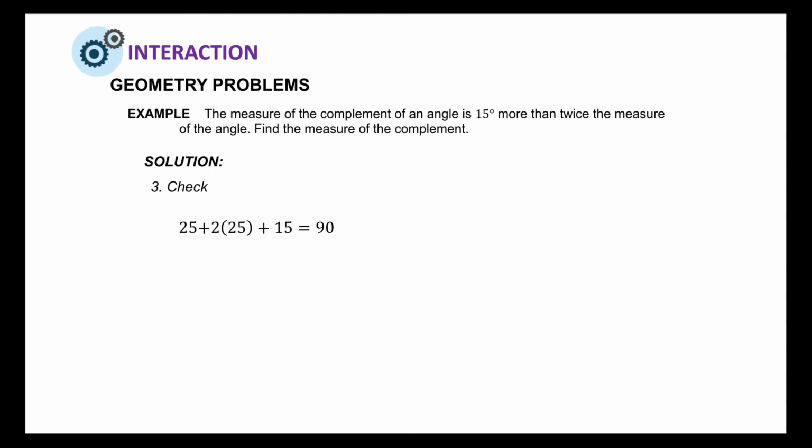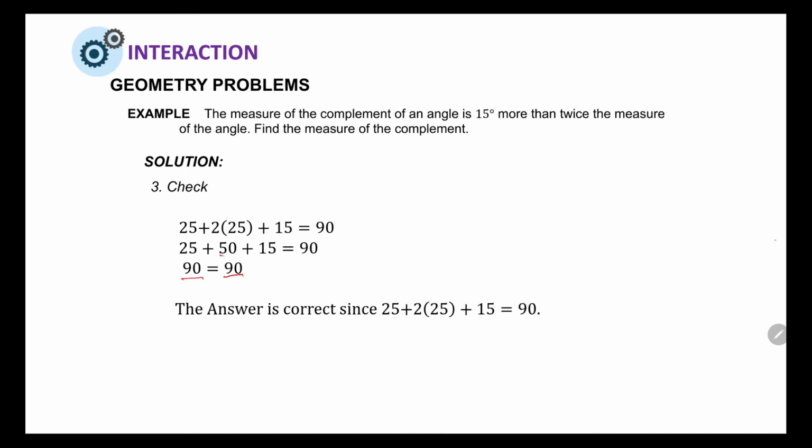Step 4. We have to substitute again in the original equation where x is equal to 25. So we have 25 plus 2 times 25 plus 15. Is that equal to 90? Simplify. 2 times 25 is 50. And then add everything. 25 plus 50 plus 15 equals 90, which is also equal to 90. So meaning 25 is correct because 25 plus 2 times 25 plus 15 is equal to 90, meaning it satisfies the equation.